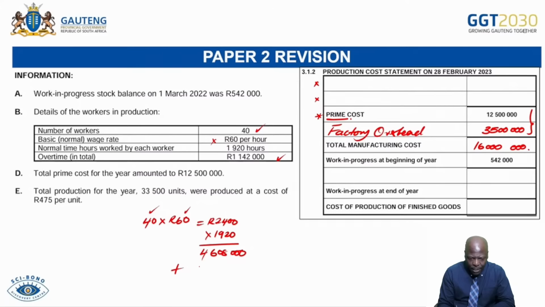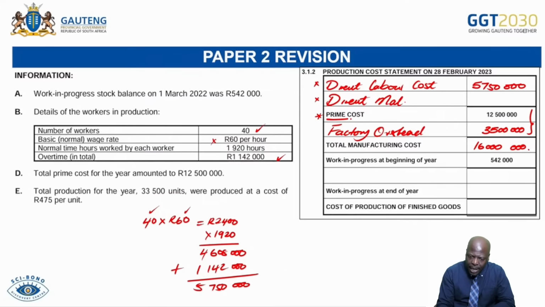And then you now come and say plus your overtime. You add your overtime, that's 1,142,000. You add that together there, and that will give you your 5,750,000. So when you come here, you're now going to say direct labor cost, and your direct labor cost is 5,750,000.